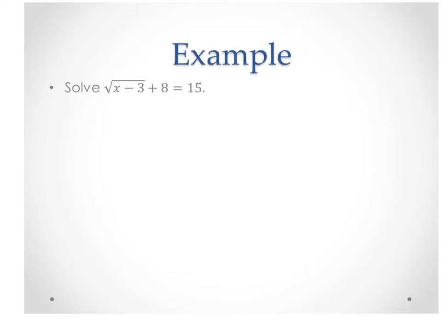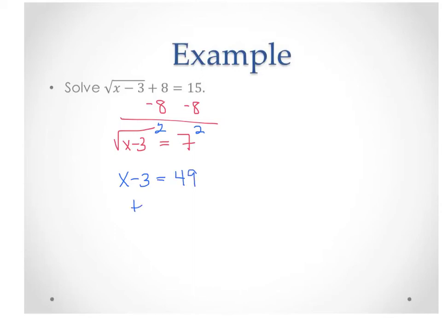Alright, so main thing, get the radical by itself. So this plus 8 is not a part of the radical. So the first thing you have to do, subtract that 8. We have to get that radical by itself. Equals 7. Now how do you get rid of the square root? We square both sides. When you square, you always square both sides. Keep that in mind. And add 3.